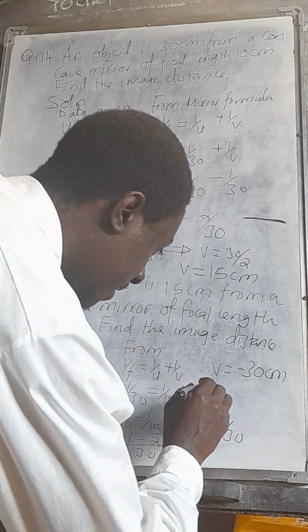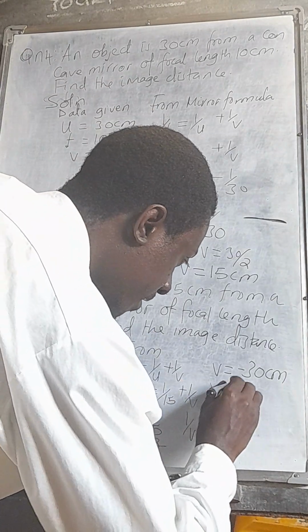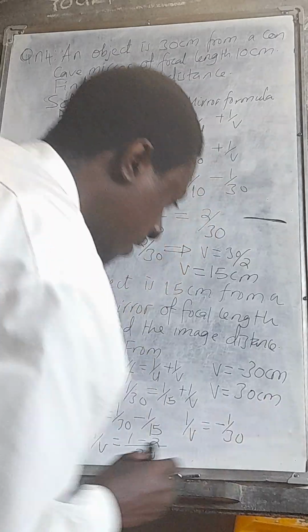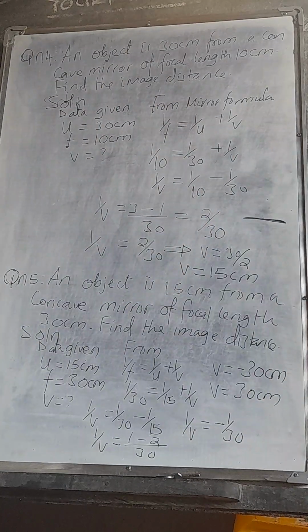Now the image distance will be 30 centimeter. The image distance now is almost 30 centimeters. What is very, very important is to recall this formula.